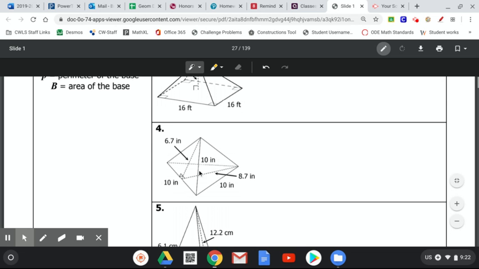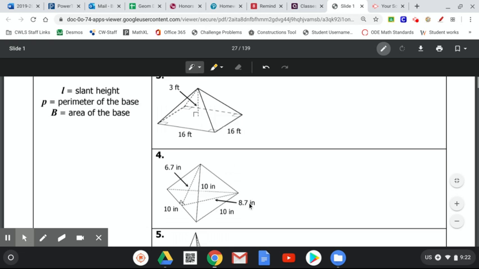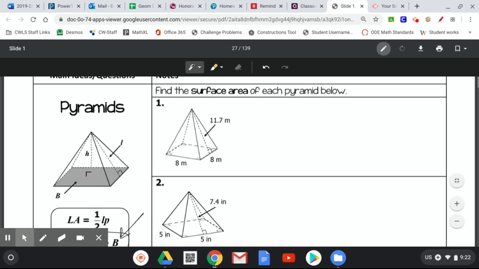However, they can also have, like number four, a triangular base. They can also have a hexagonal base, like number six. We're going to go through one of each base and solve these problems.